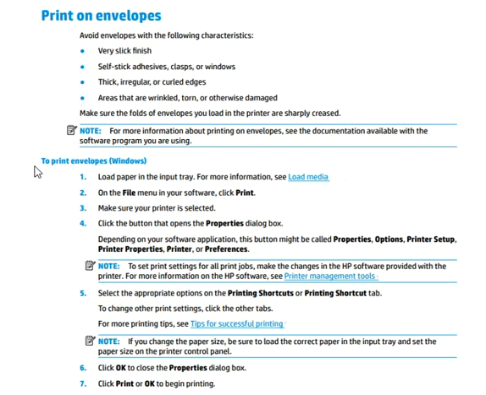Now we'll see how to print envelopes in a Windows device. A total of 7 steps are there. You can follow the same.